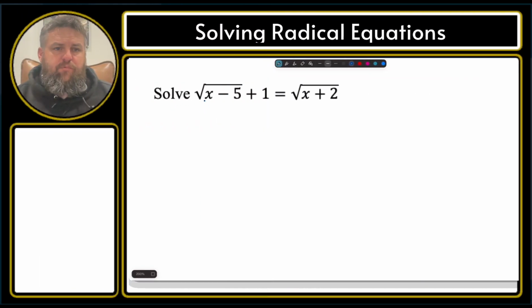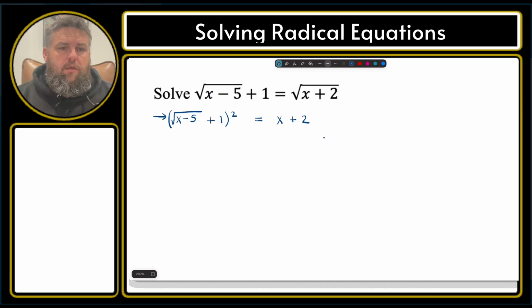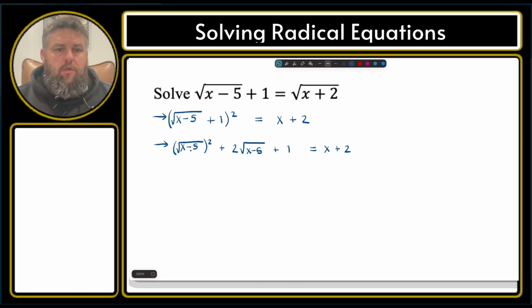Okay, in example 4, we're going to solve the square root of x minus 5 plus 1 is equal to the square root of x plus 2. First step is I'm going to square both sides. Okay, after squaring both sides, I am then going to FOIL the left side of the equation. I'm then going to simplify the left side of the equation a little bit further, and then continue simplifying it just a little bit further. This one takes just a little bit longer.